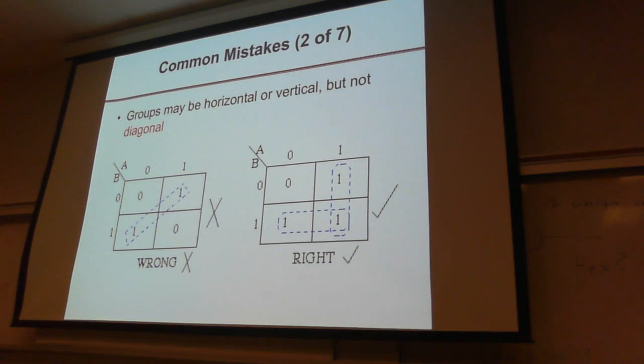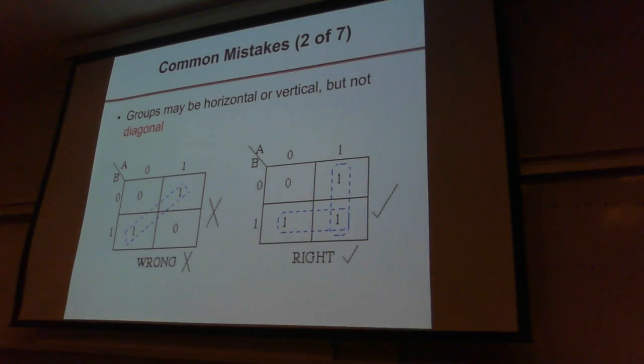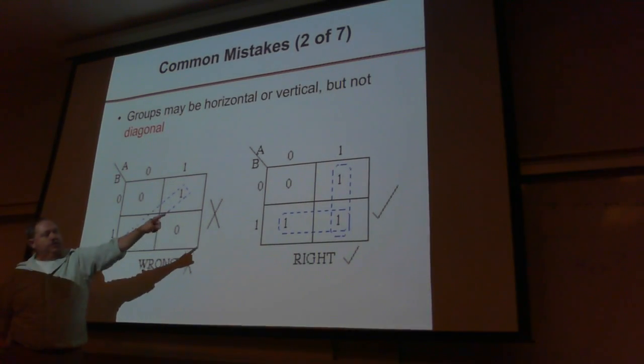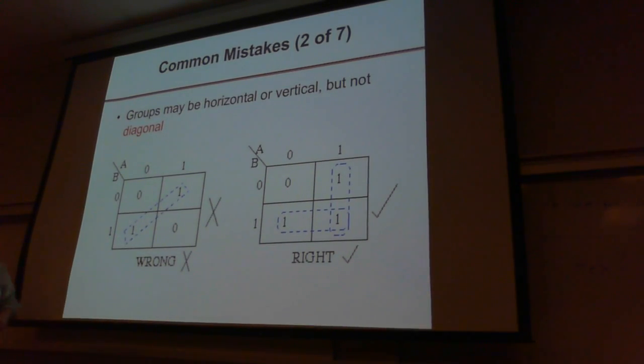Rule 2. Horizontal and vertical, not diagonal. Right? So that's not a pairwise. Those are two pairwise, horizontal and vertical.